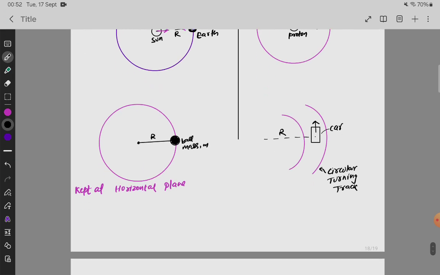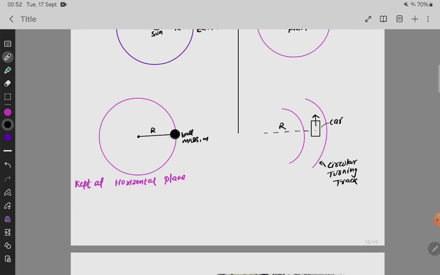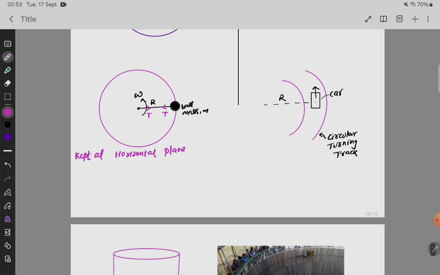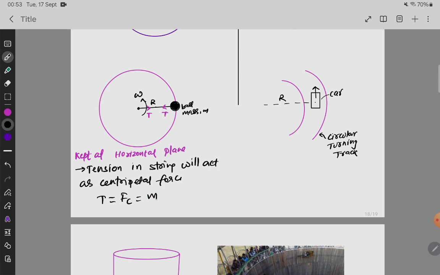Okay, now here next example. Here I have this thread and it is attached with a ball of mass m and it is in a horizontal plane. Now this is let's say rotating. I am rotating this like this in a horizontal plane only. So in this case there will be tension in this thread or in this string. So in this case this tension will act as a centripetal force. So here I am writing tension in a string will act as a centripetal force. Its value will be mv square by r. Here this mass m is moving with velocity v.